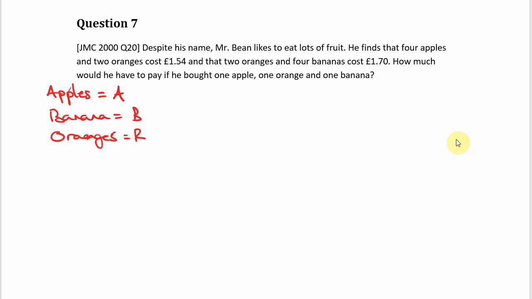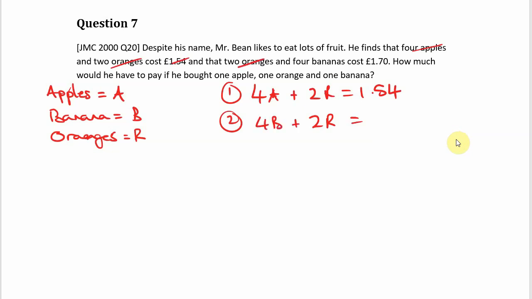Then I'm going to write out my equations. So I'm going to have 2 equations from this question, as I've already read it. So 4 apples and 2 oranges equals to £1.54. So I've done that piece of information. Then I'm going to have 2 oranges. I'm going to write it under the oranges just to keep it nice and formatted. And I'm going to have 4 bananas, and that's going to equal £1.70.